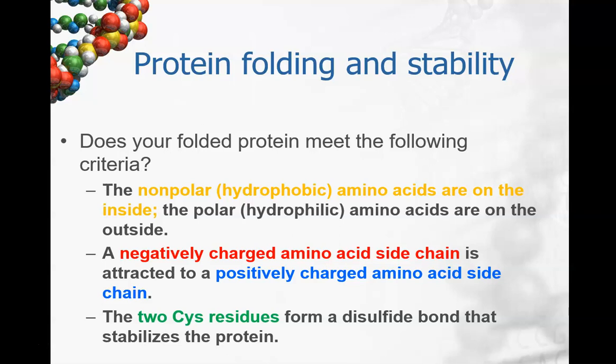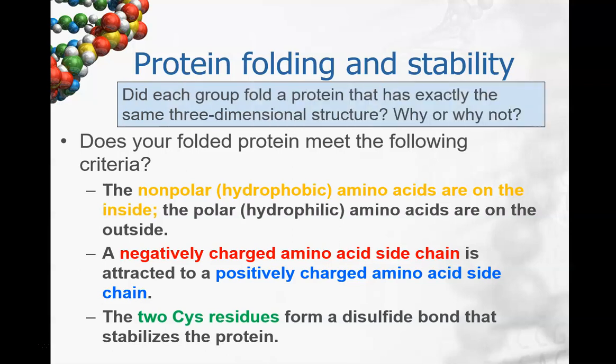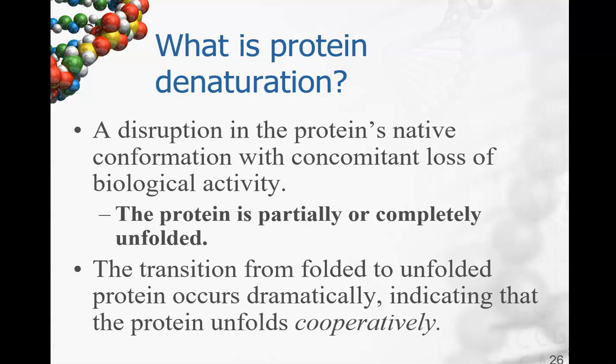Some of the students were able to take negatively and positively charged side chains and put them together to make an ion pair. They could take two cysteine residues and form a disulfide bond. But the three-dimensional structures weren't the same, and the reason for that is that I never specified the order of the amino acids. So when the students put the amino acids on their tuber, each of the groups would have had a different amino acid sequence. So that points to the importance of the amino acid sequence in specifying the structure of the protein.